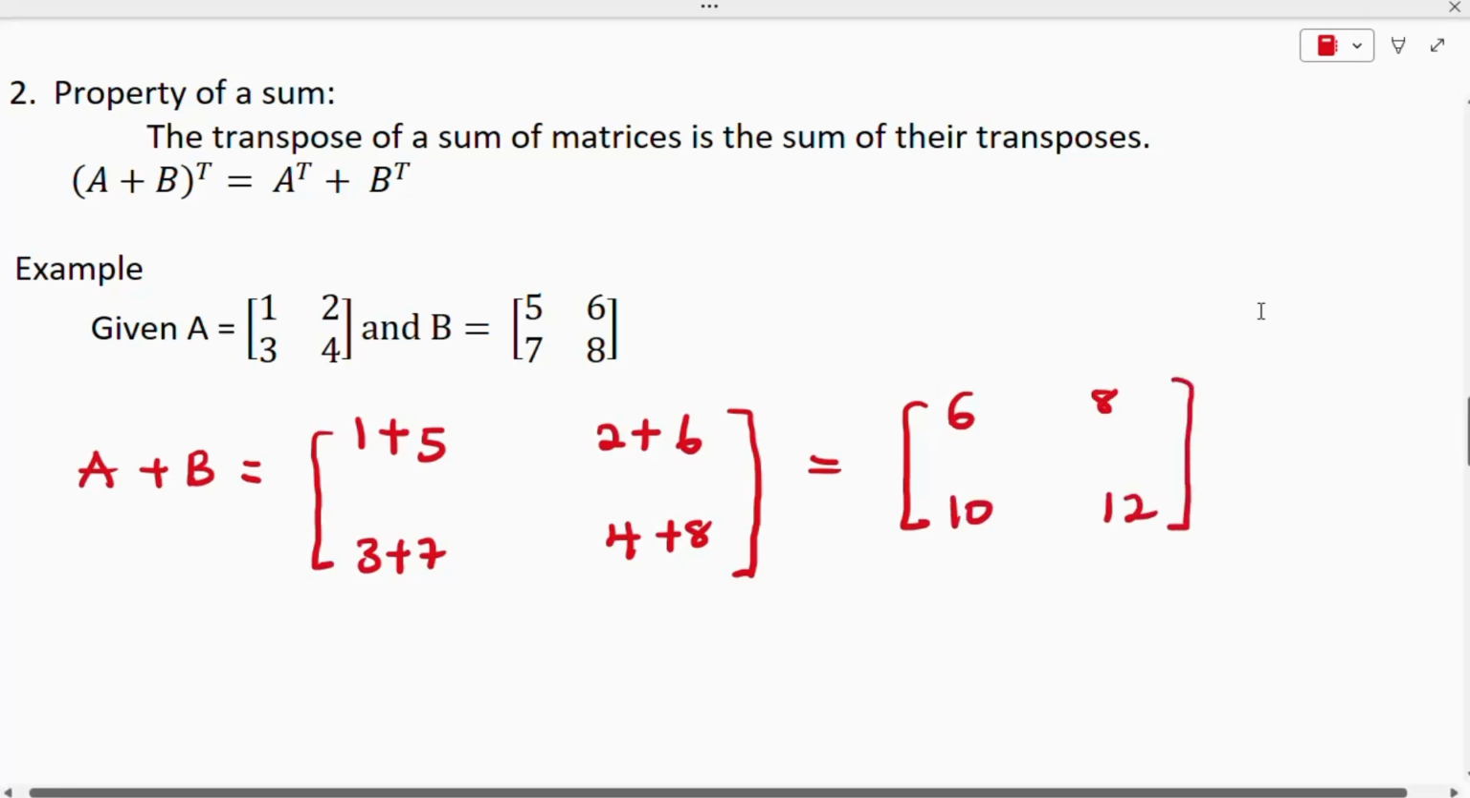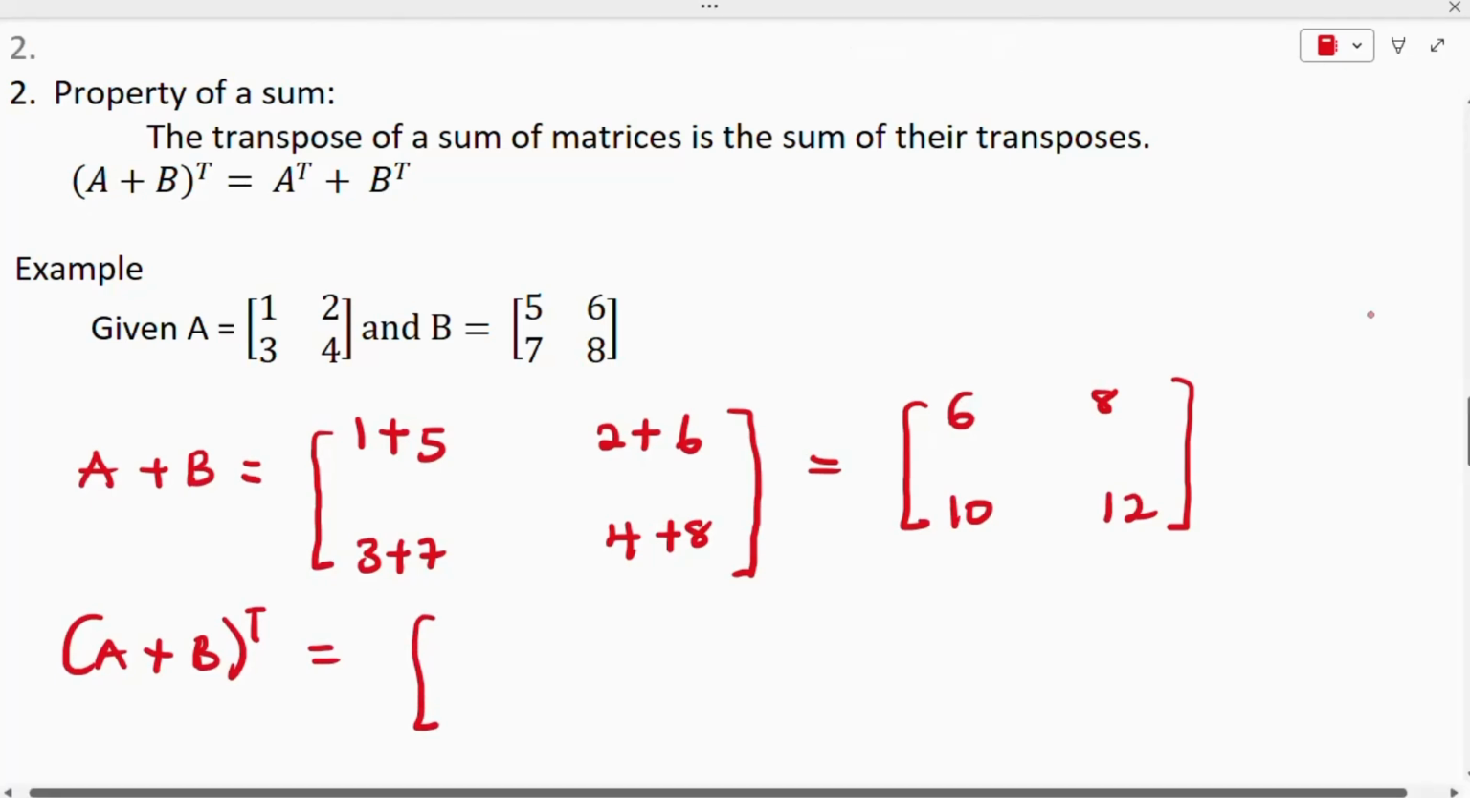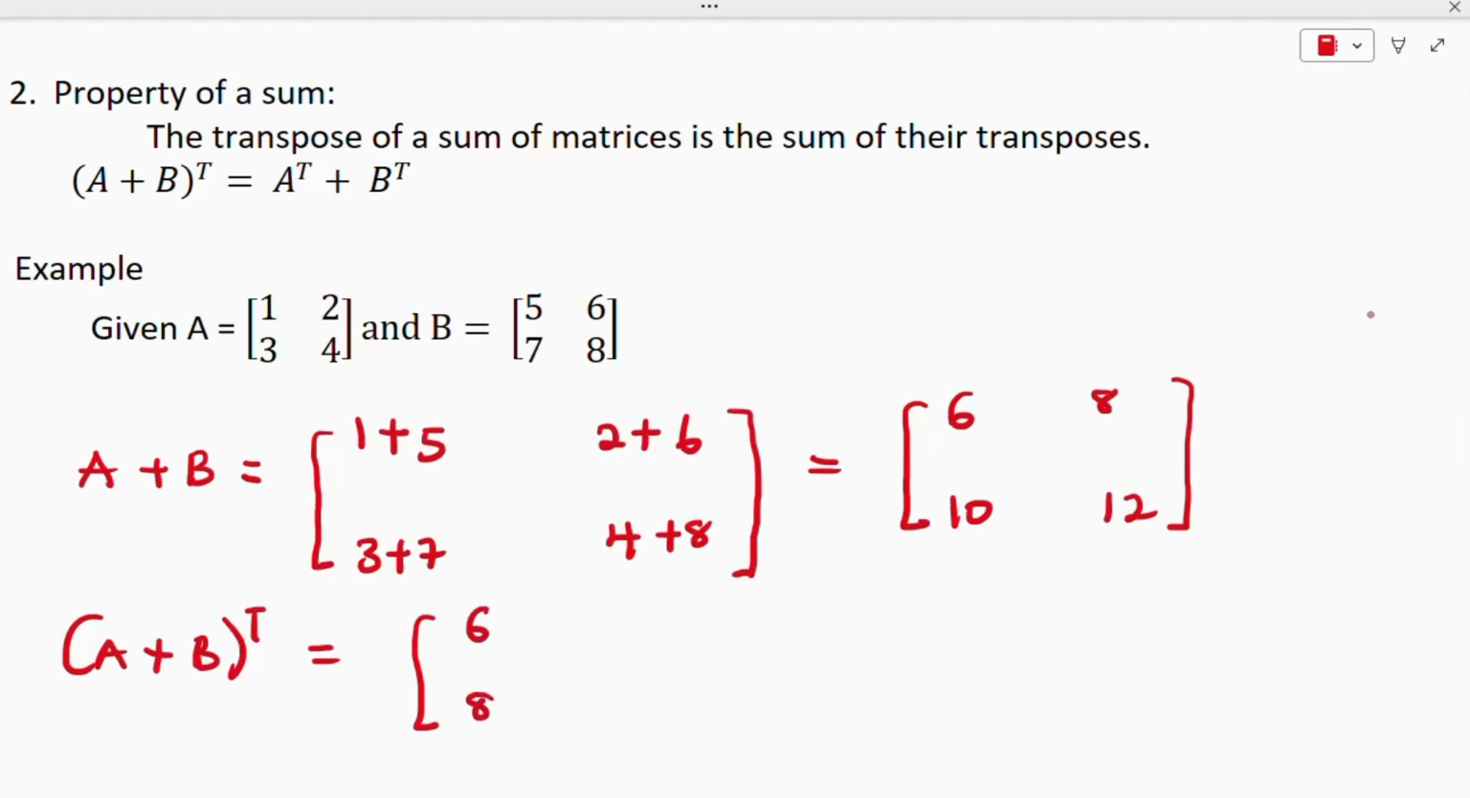So taking the transpose of A plus B, we have (A plus B) transpose will be equal to... take the transpose of this by interchanging the rows and columns. For the first part, we want to simply interchange the first row, and the first row is going to become a column, 6, 8. Then the second row is going to become 10, 12. So we have been able to get the transpose of this.